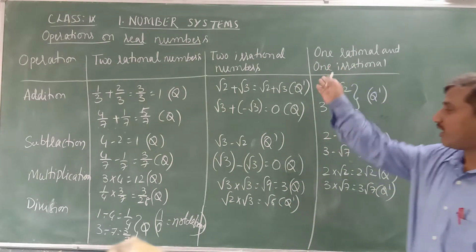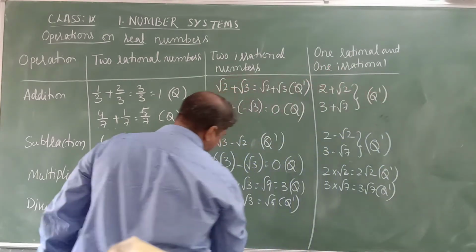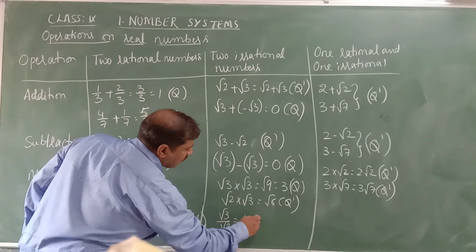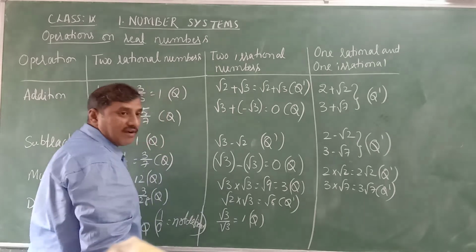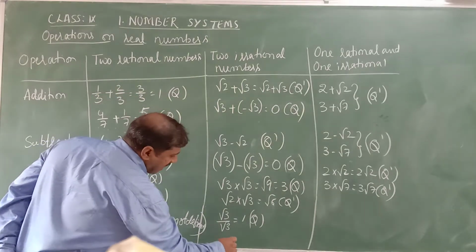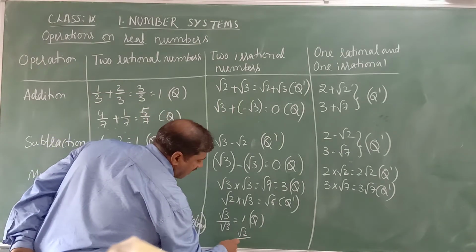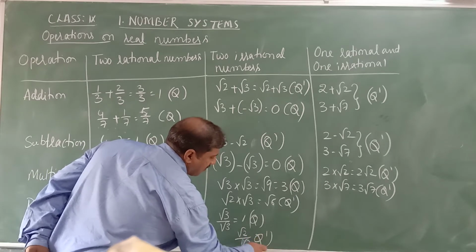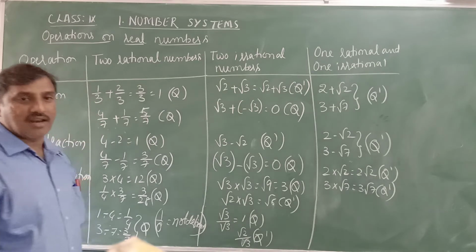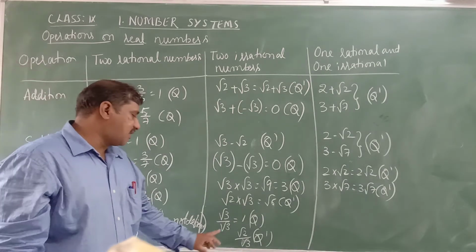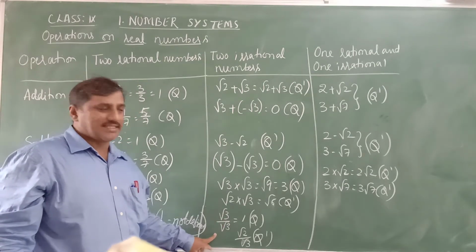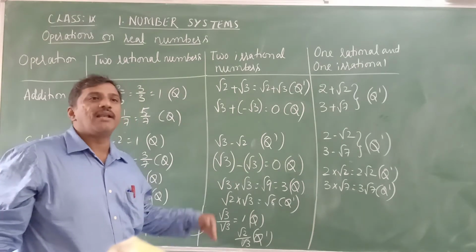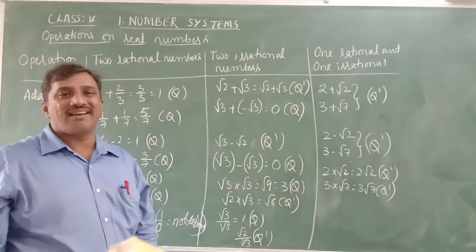What about the division of two irrational numbers? Root 3 divided by root 3 is equal to 1. 1 is a rational number. Next, we take one more example. Root 2 divided by root 3 is an irrational number. It means that the division of two irrational numbers need not be irrational. It may be rational or it may be irrational.